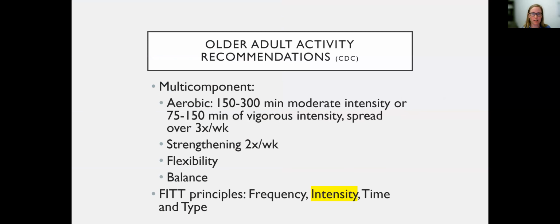Overall recommendations by the CDC, most of us might be pretty familiar with this, but aerobic minutes would be 150 to 300 minutes of moderate intensity or 75 to 150 minutes of vigorous intensity. And we'll talk about that intensity level and the importance of that, both with aerobic and strengthening activities. But the aerobic activities spread throughout at least 3 days in the week, sometimes 5 days if we need to have shorter bouts of activity.